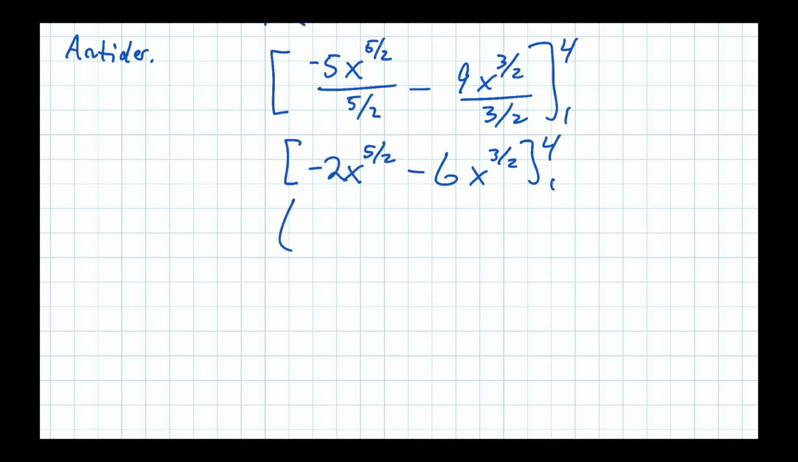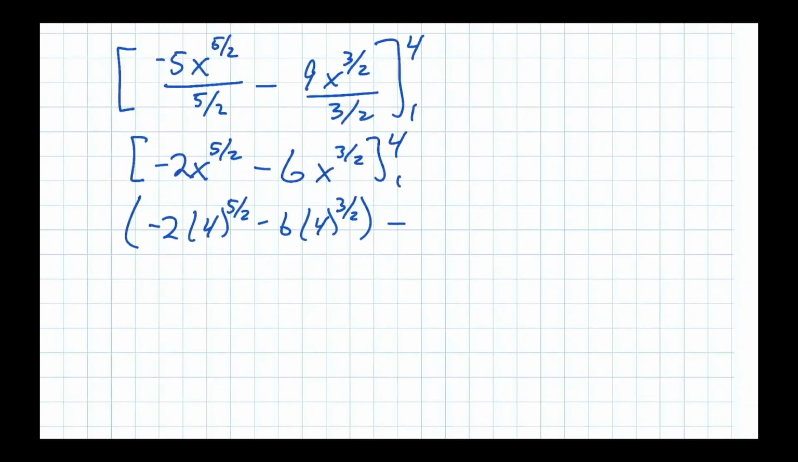And then now we're going to plug in our 4 and our 1. So negative 2, 4 to the 5/2 minus 6, 4 to the 3/2 minus negative 2, 1 to the 5/2 minus 6, 1 to the 3/2. And there you go. Got to simplify these.